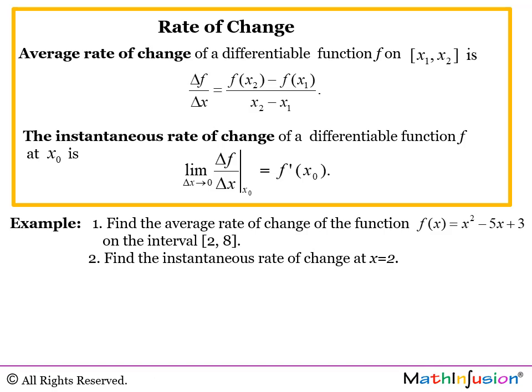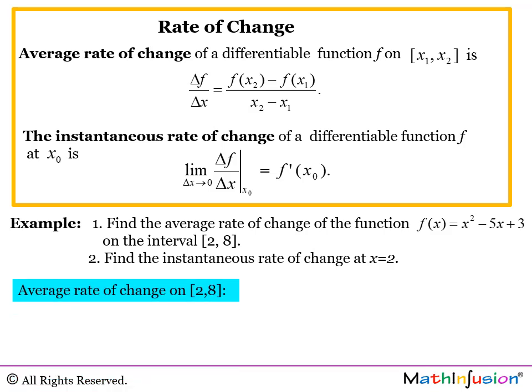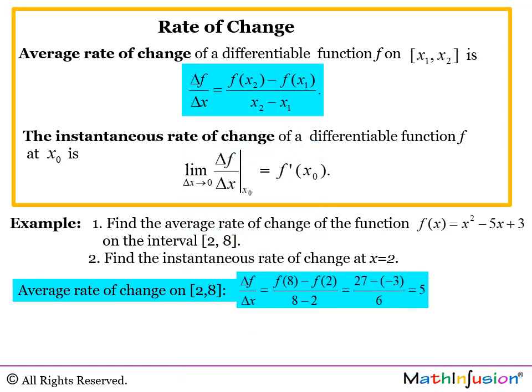Example. Find the average rate of change of the function f(x) equals x to the power of 2 minus 5x plus 3 on the interval [2, 8], and find the instantaneous rate of change at x equals 2. First, let's find the average rate of change on the interval [2, 8]. We get f of 8 minus f of 2 over 8 minus 2, which is 27 minus 3 over 6, and we get 5.